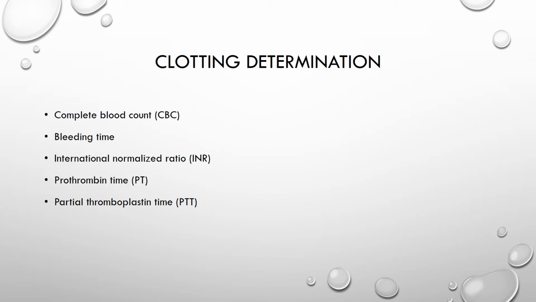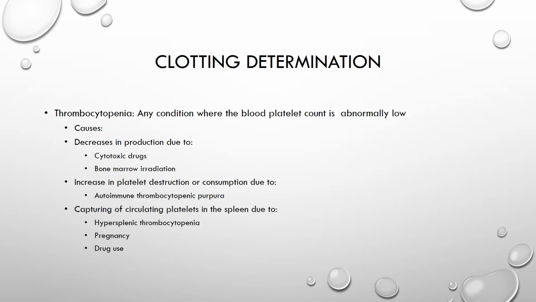Prothrombin time is also a way to measure, and partial thromboplastin time is another measure of clotting. One of the conditions that a patient can have is thrombocytopenia, and this is any condition where the blood platelet count is abnormally low, and a normal count is 150,000 to 400,000 cells per millimeter. If you have less than 50,000 cells per millimeter, you will have a spontaneous bleed.